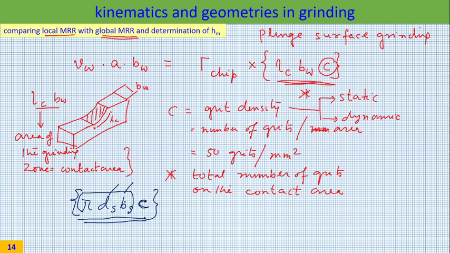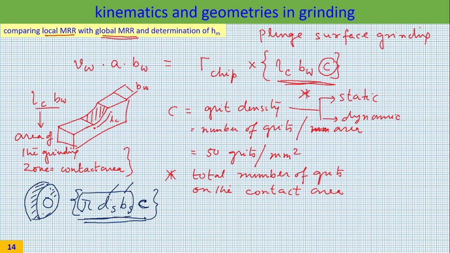Sir, it is number of grids. No. What is pi ds into bs? First tell me that. Sir, it is area. Which area? Circumference into width. So it is the peripheral area of the grinding wheel. This is my grinding wheel. This is the peripheral area, which on the other side also is there, which I cannot see.